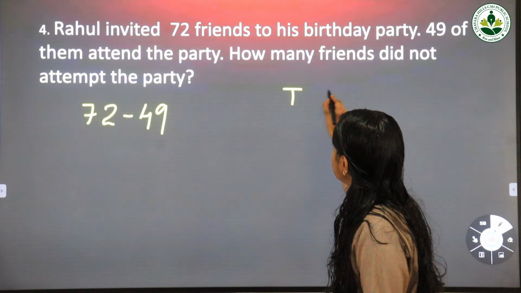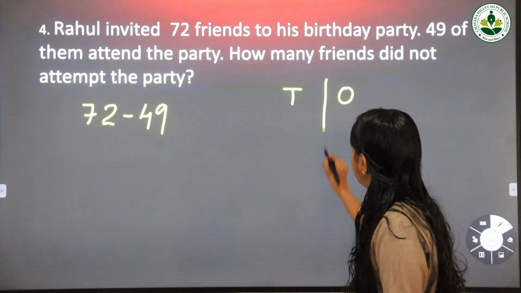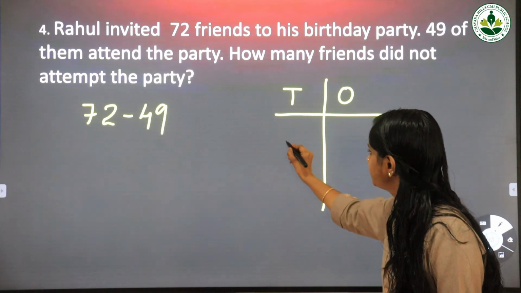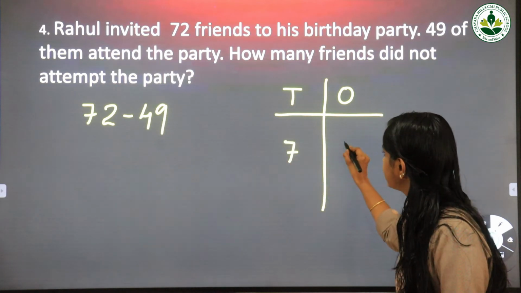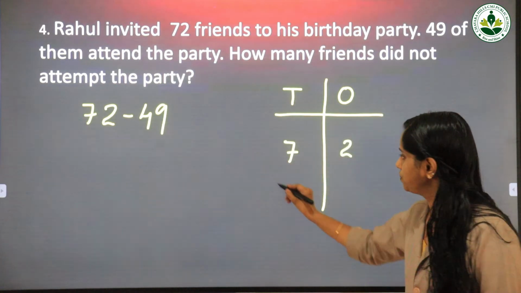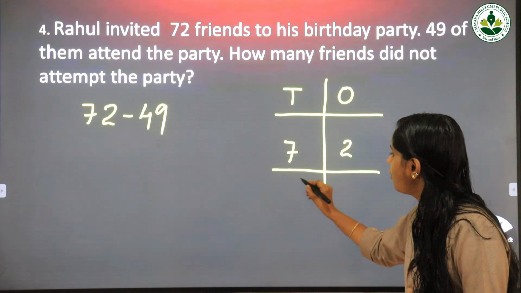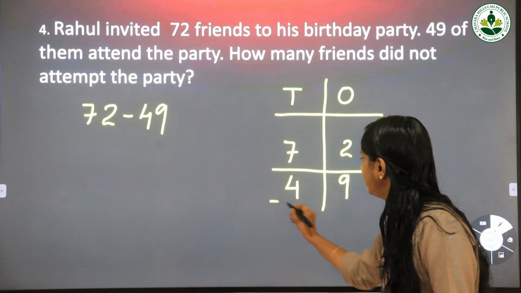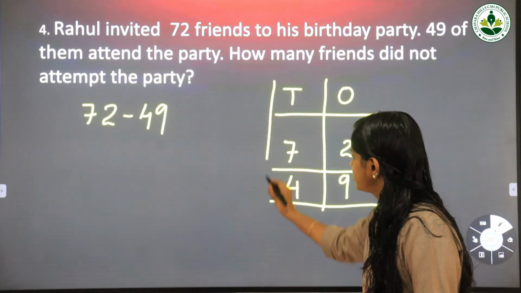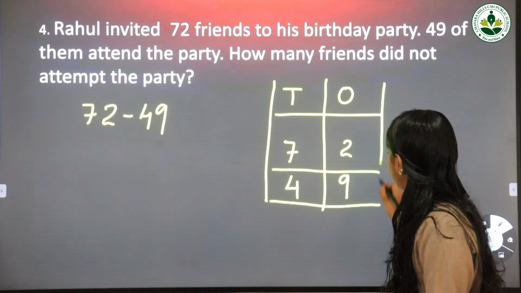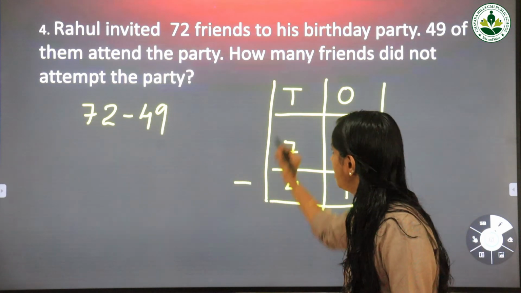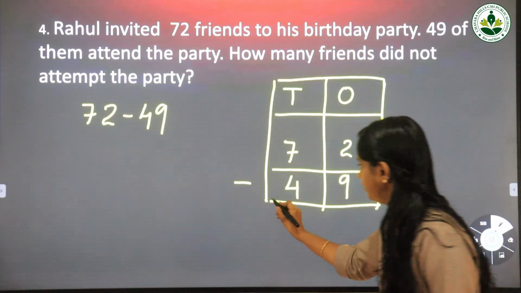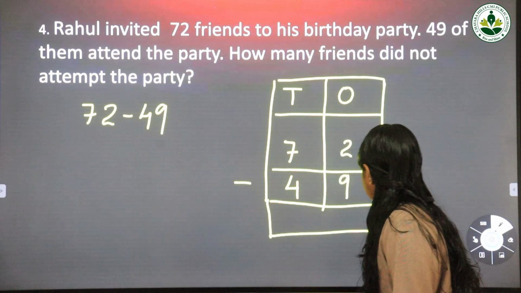First we draw the place value chart and arrange these numbers according to their place value. 72 is 7 tens and 2 ones, 49 is 4 tens and 9 ones. Next step, put the minus symbol. Okay, let us start our subtraction.